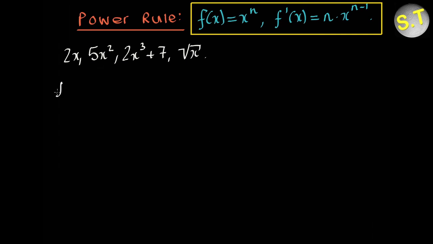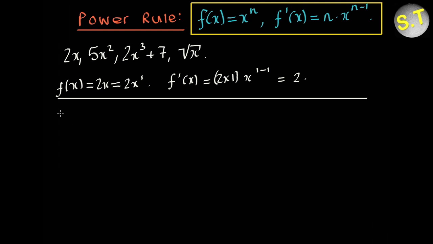So starting with f of x equals 2x, which is the same thing as 2x to the first power. Therefore, its first derivative, using the power rule, where in this case n is equal to 1, is going to be 2 times 1 times x to the n minus 1, so 1 minus 1. 2 times 1 is 2, and anything to the 0th power is just equal to 1. This is 2 times 1, this is 2.